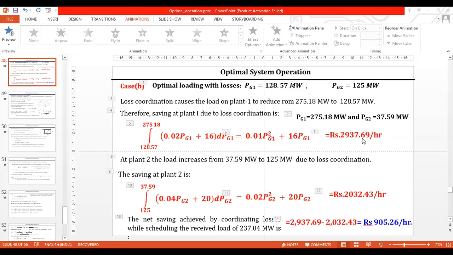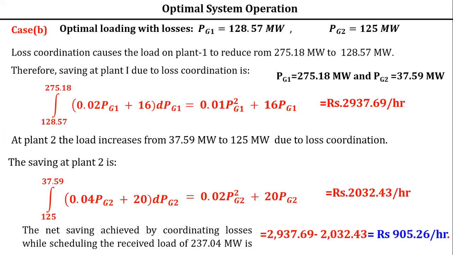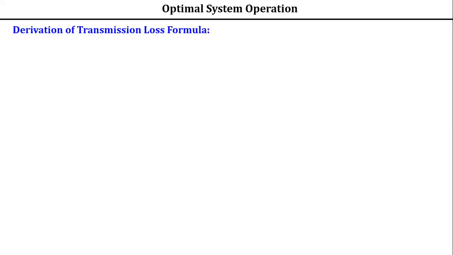Okay, let us begin today's class. In the previous class, we have completed one numerical problem. Today, let us see the derivation of the transmission loss formula. Already we have seen one derivation formula, that is PL is equal to PG transpose into B into PG. Understood?